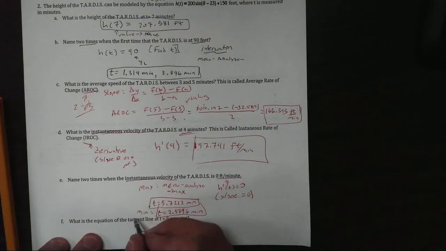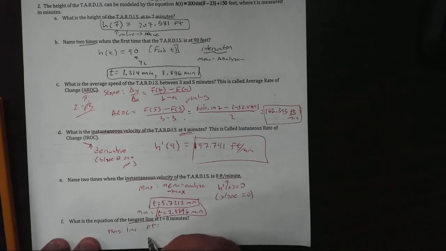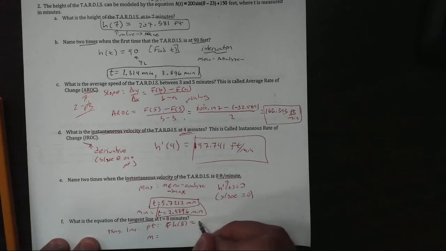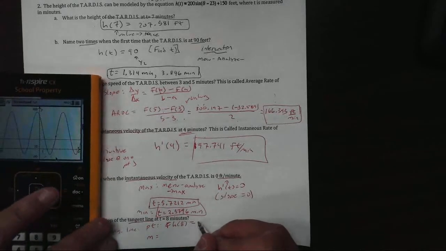Let's do the last question. What is the equation of the tangent line? Now these are big. To get a tangent line, there are two things we need. One, we need a point. And two, we need the slope. Now the point is easy. This is just going to be h of 8. It's the value.